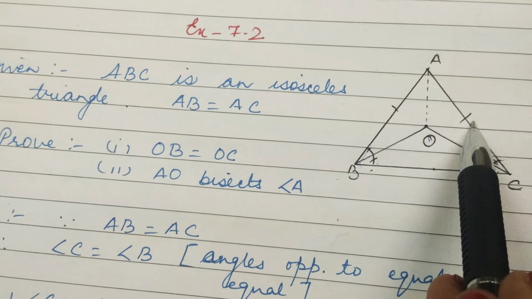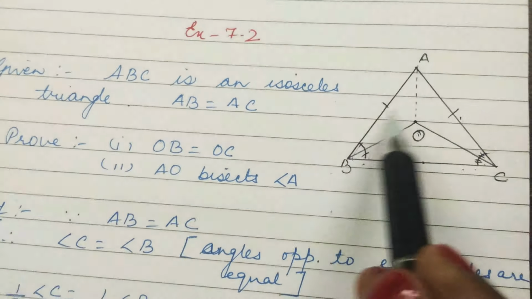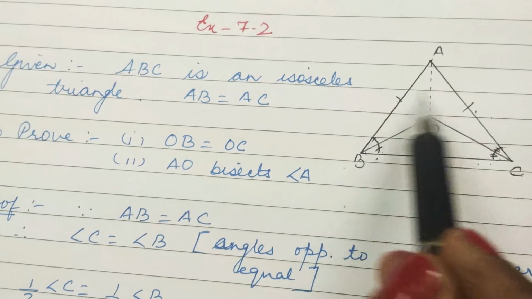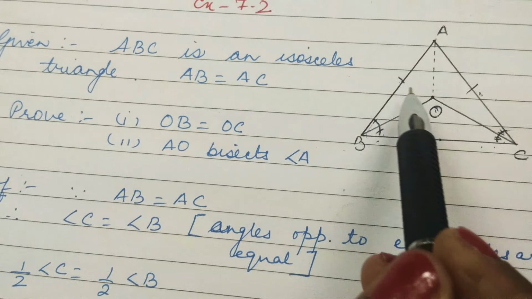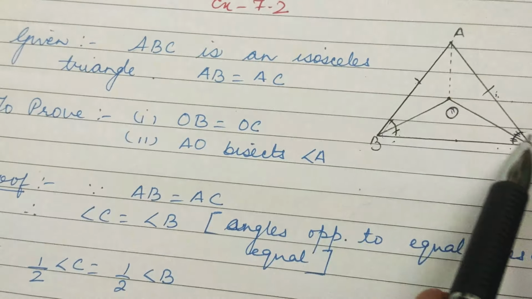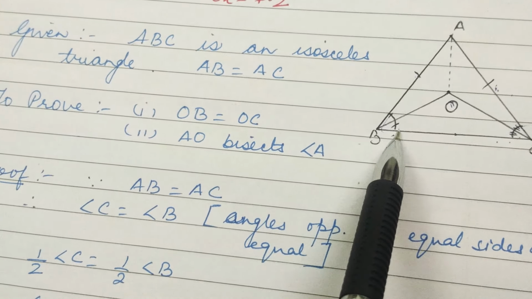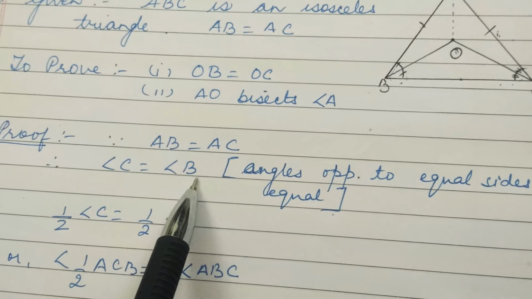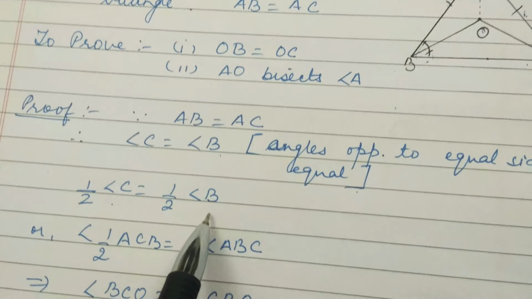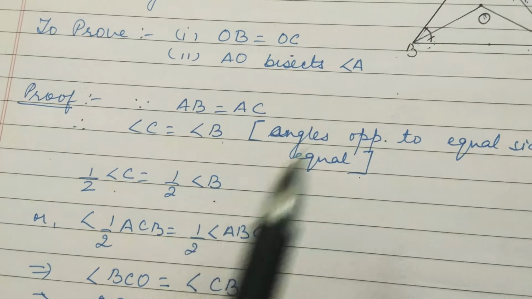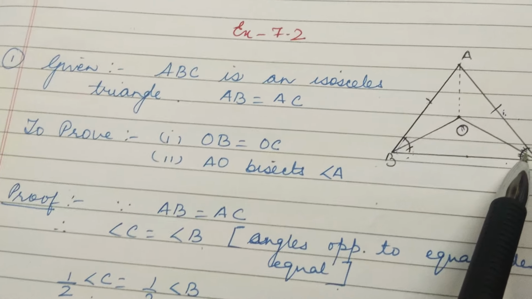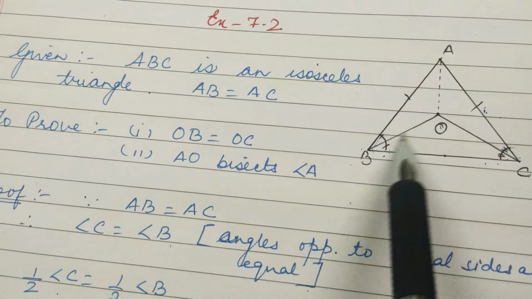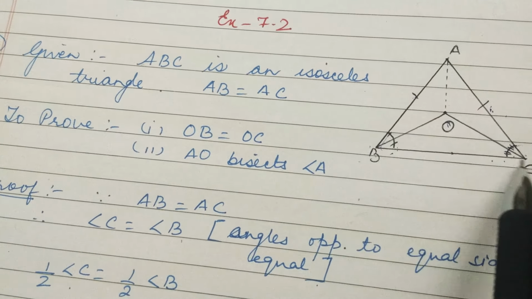Since AB equals AC, meaning the sides are equal, by theorem 1, angles opposite to equal sides are also equal. Therefore angle C equals angle B. Now if angle C equals angle B, half angle C will be equal to half angle B. Half angle C can also be written as half angle ACB, and half angle B as half angle ABC.